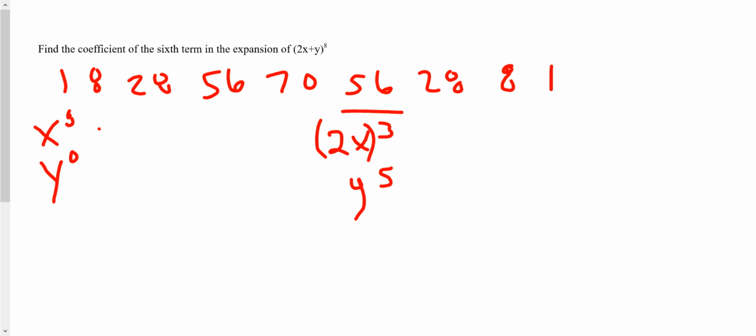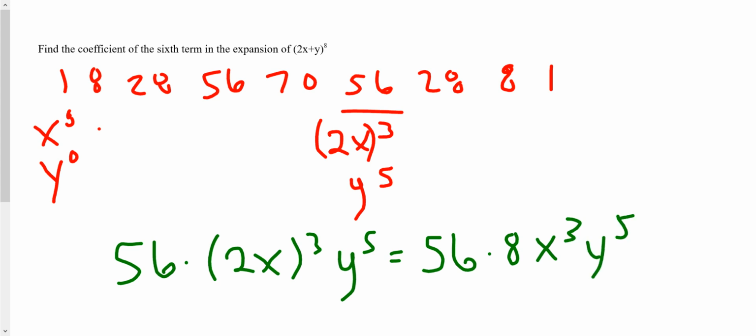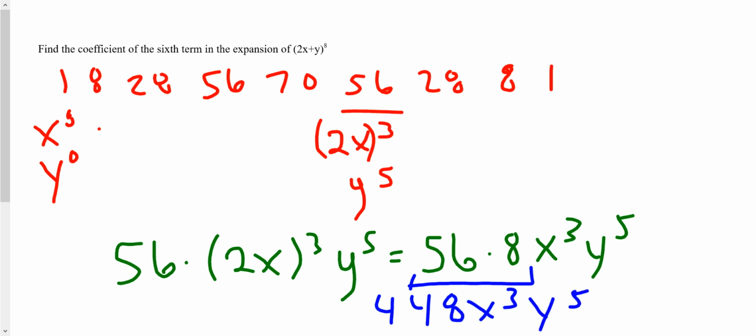So the way this is going to work is I'm going to have 56 times (2x) to the 3rd, and then times y to the 5th. I'm looking just for the coefficient, so I'm going to put the whole term, and then we'll write that at the end. I've got 56 times 8, x to the 3rd, y to the 5th. 56 times 8 is going to be the key here, and 56 times 8 is 448. So our term is 448 x to the 3rd y to the 5th, but I want just the 448. So my answer is 448.